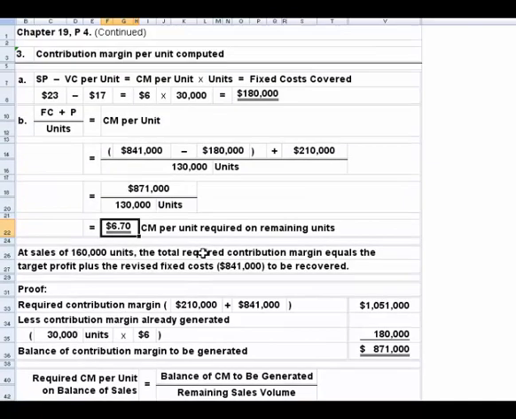So this is a more complicated version of break-even with a target income, but we have solved the entire problem. So thank you, everyone.